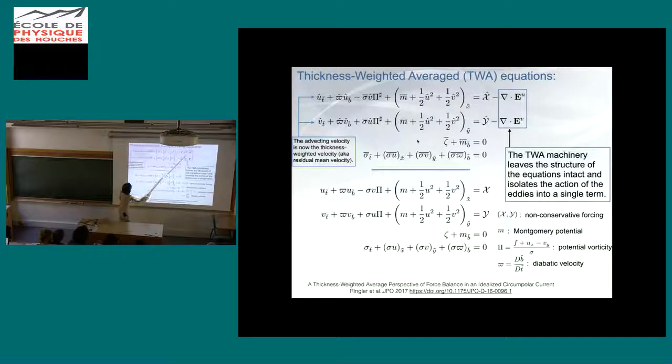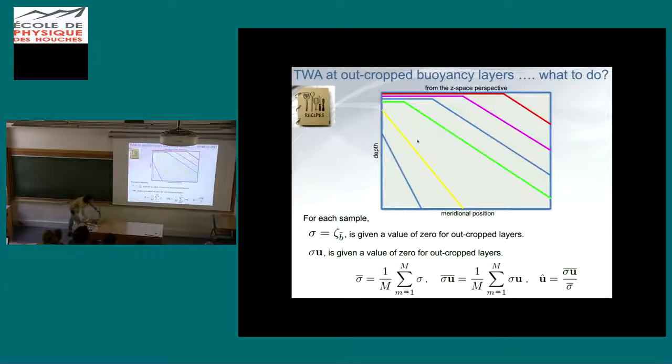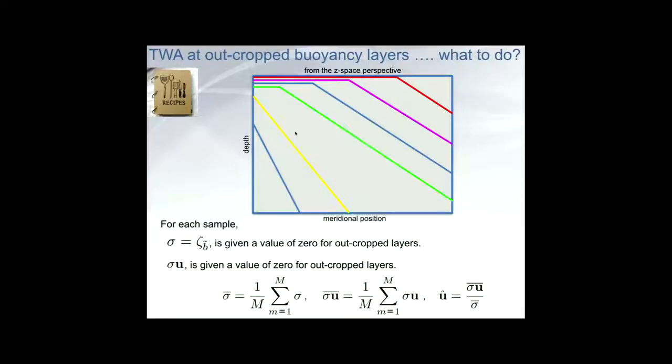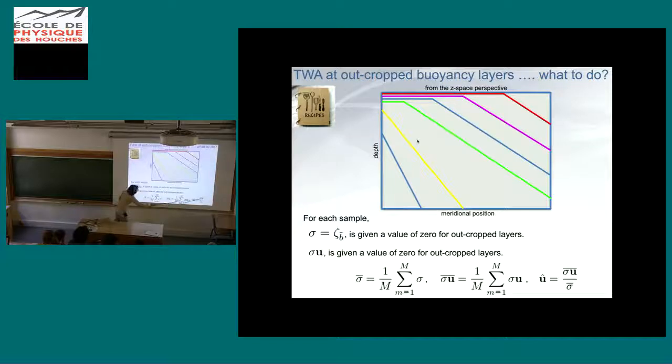So again, it does an analysis of these terms in a diagnostic way, and this is just a repeat of the equations. So first of all, the thickness weighted average. Remember, the definition of the thickness weighted average is that you weight by dB/dz, or 1 over dB/dz, or dz/dB, and then you divide by the average of sigma.